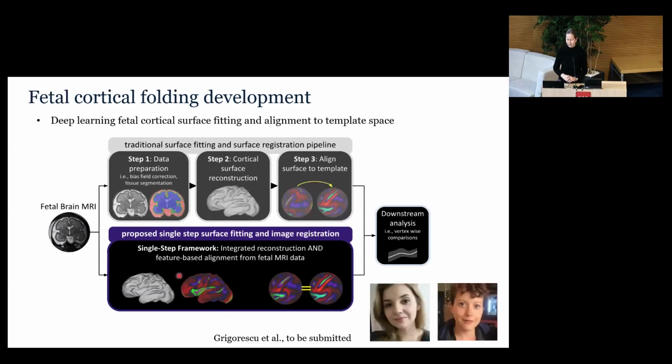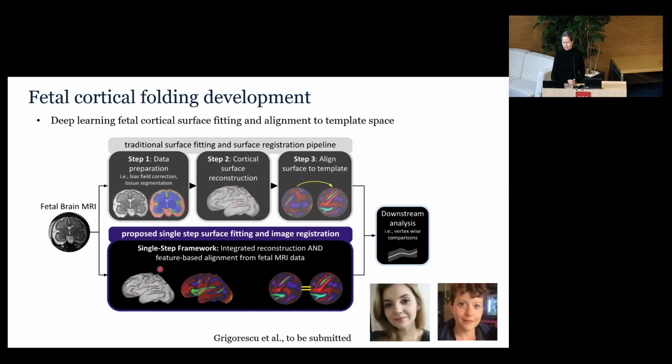And the final bit I want to tell you about is that we started working with Emma Robinson on cortical surfaces and looking at cortical folding. So my postdoc Irina has just finished a technique that fits the cortical surface to fetal data directly. A classical pipeline like the DHCP pipeline would go: first we get the segmentation, then we fit the cortical surface, and then we align these surfaces to the template to do analysis.